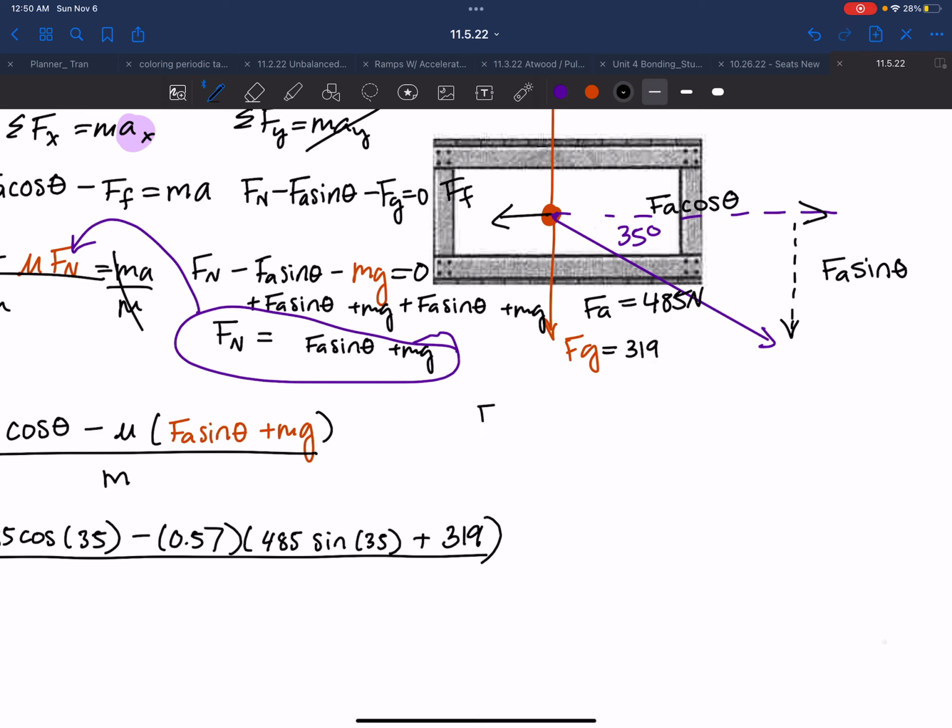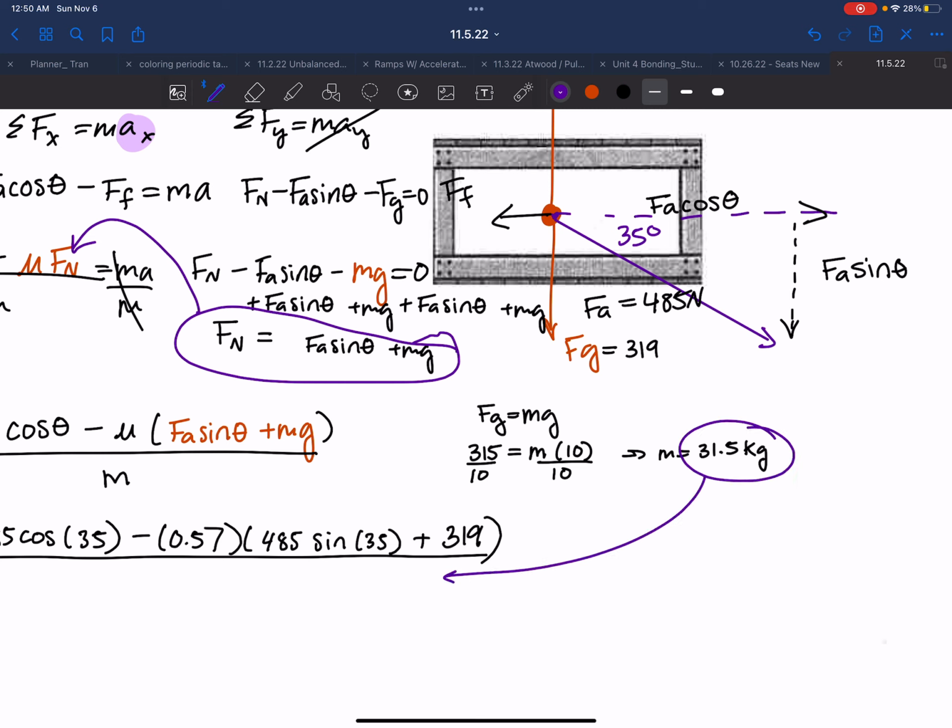Well, we also know that F_g is equal to mg. I'm just going to go off on a tangent, off to the side. So 319 can go in place for the weight. My mass is my unknown, my gravity is 10. So if I want to solve for mass, I divide by 10 on both sides, and then mass should end up being 31.9 kilograms.